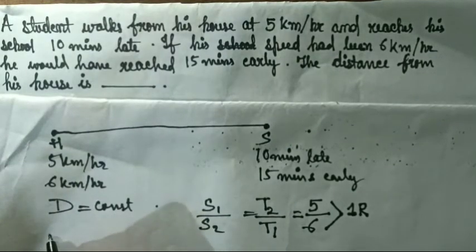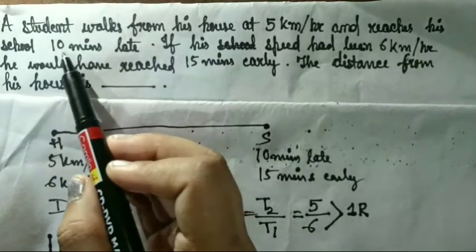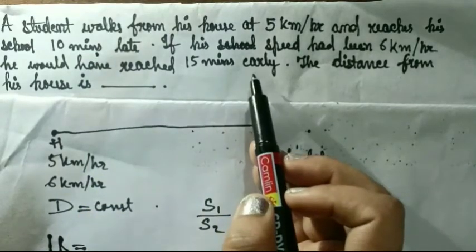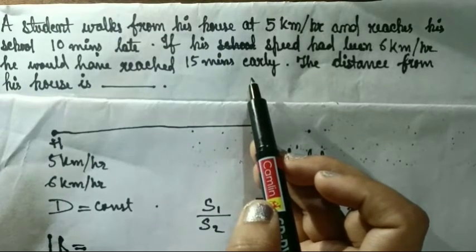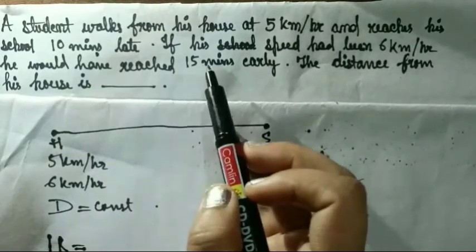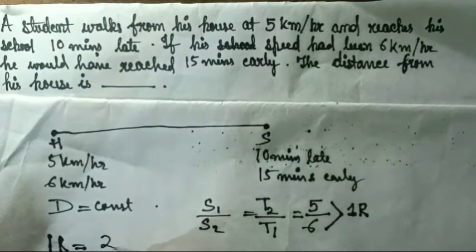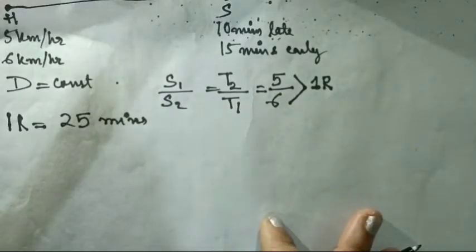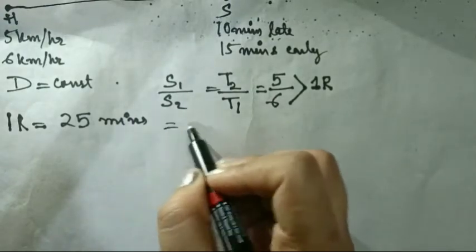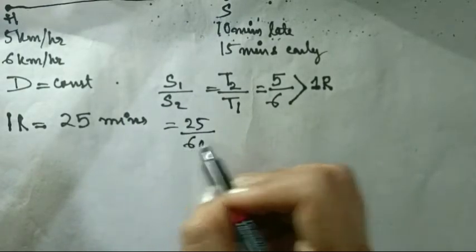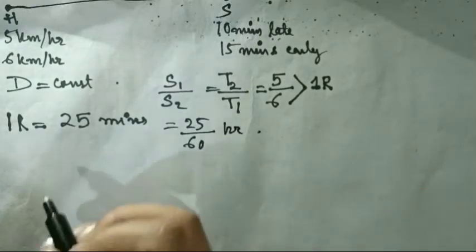Now what is the time difference? 1 R is equal to the time difference. Here he is 10 minutes late and 15 minutes early. Whenever there is a combination of late and early, then for finding the time gap we add these two. That is 10 plus 15, so this is 25 minutes. Now the speed is given in kilometer per hour, so we will convert minutes into hours. For that we divide by 60. So 25 by 60 hour, as 1 minute equals 1 by 60 hours.